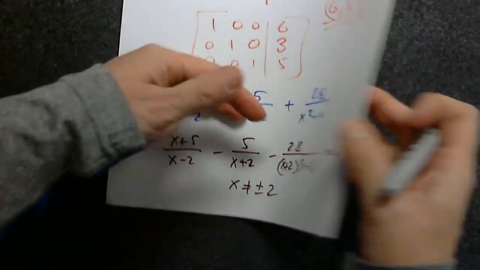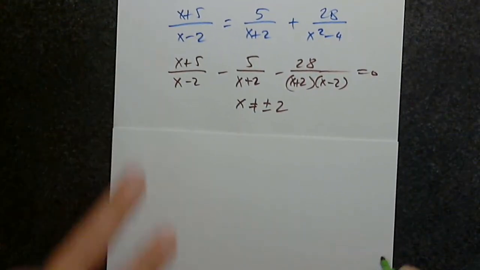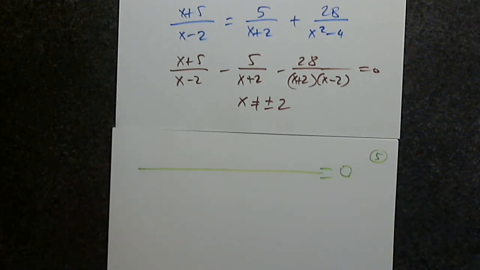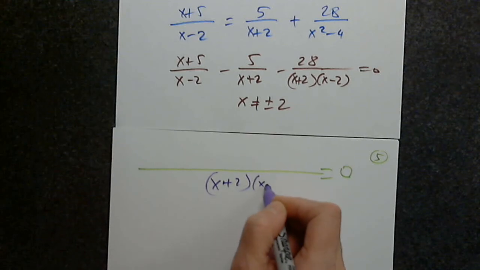Now I find the least common denominator. And the least common denominator is just the product of those two. But if you forget the equal symbol and 0, you're not solving. You're changing the equation into an expression, and you're not going to find x. So please carefully remember that. So x plus 2 and x minus 2.